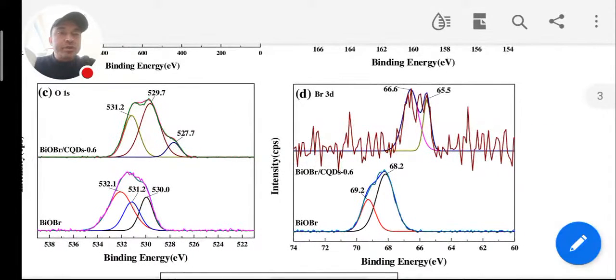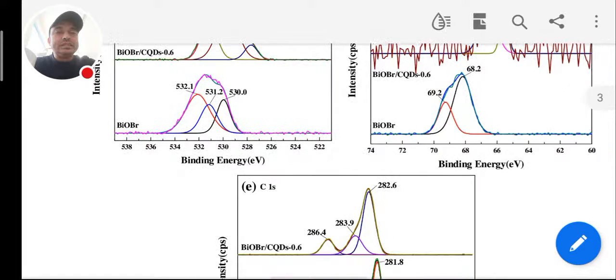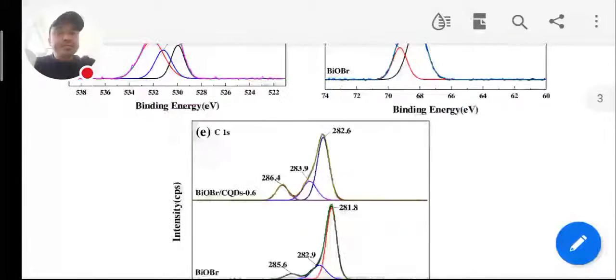And in the same way, the binding energy for Br 3d 65, 66 is decreased in carbon quantum dots, while it is much higher for pure BiOBr. In the pure form, it is higher than in the combination form. It means when you combine the things, then electrons can be loosened easily, can be excited easily.